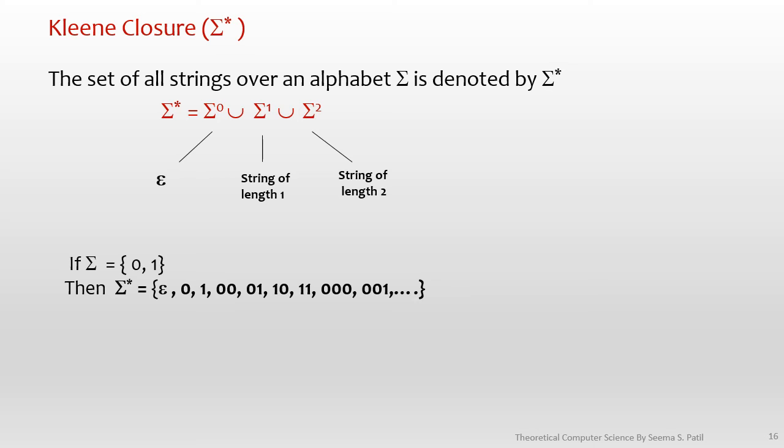If sigma equal to {0, 1}, then sigma star equal to, first one is sigma raised to 0, that is only epsilon. Next, sigma raised to 1 means it includes the strings of length 1, that is 0 and 1. Next is sigma raised to 2 means string of length 2. It includes the combination of 0, 1, that is 00, 01, 10, 11, etc.